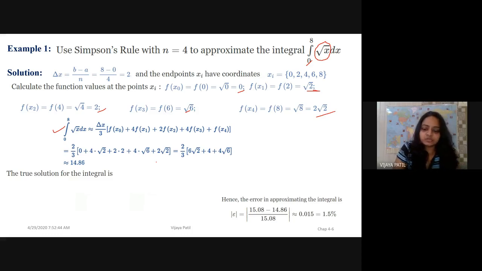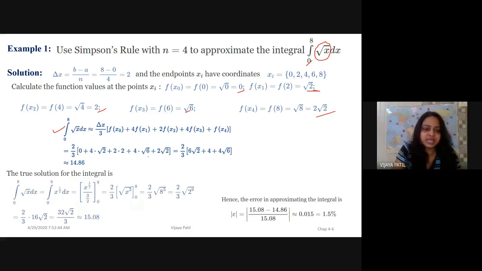Now, what is the true solution here? That means the exact solution. If you observe, it's a simple integral. We have to find the usual integral, you can say. X to the power 1 by 2, from 0 to 8, dx, gives x to the power 3 by 2 divided by 3 by 2, and so on. I'm going to get the value of this after putting in the upper and the lower limit here. We'll be getting 15.08, whereas by the numerical method, we have got 14.86.